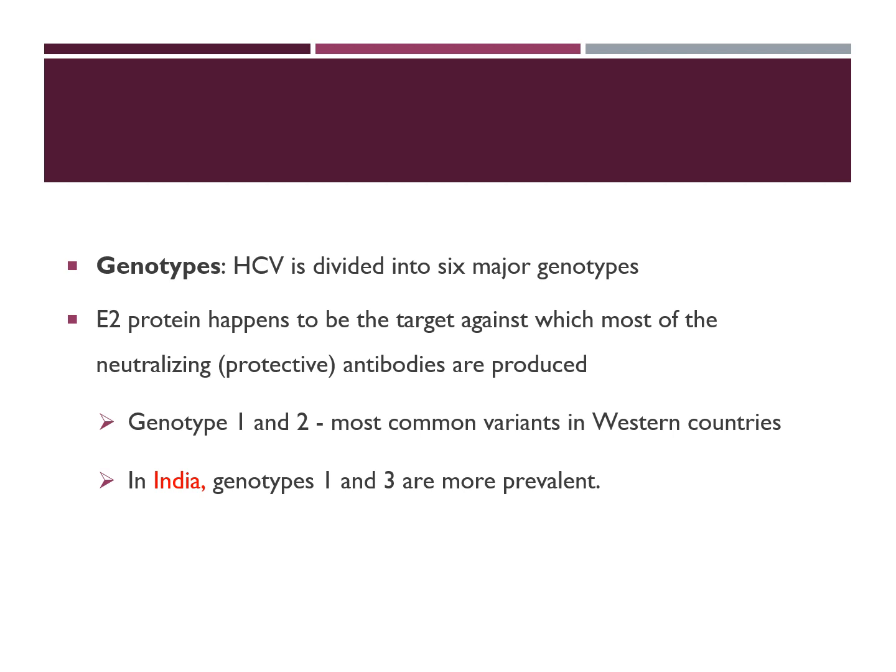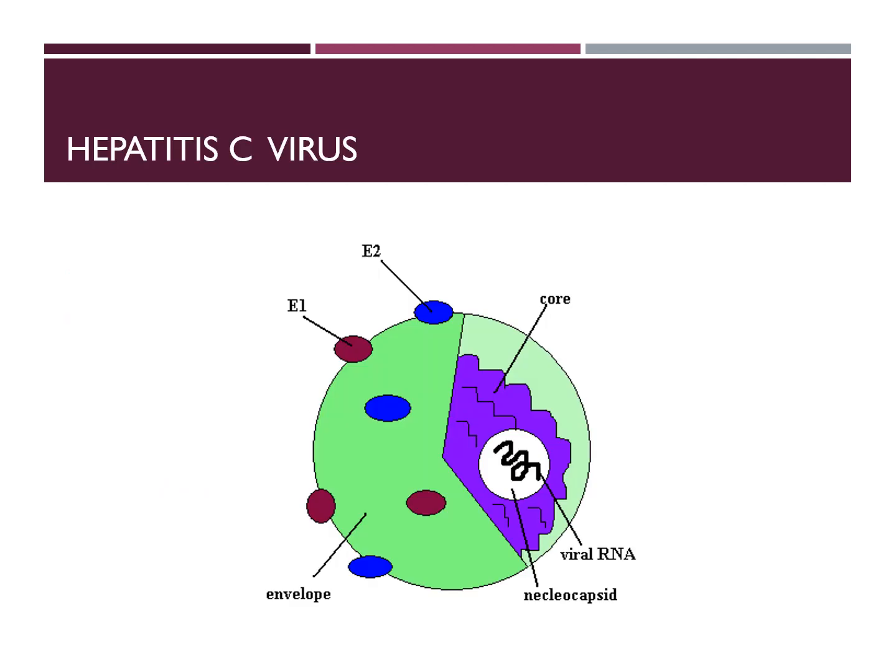Now genotypes 1 and 2 are common in Western countries, and in India, 1 and 3 are the more prevalent genotypes. This is the hepatitis C virus structure, where you can see the core protein, E1, E2, and the RNA nucleocapsid.